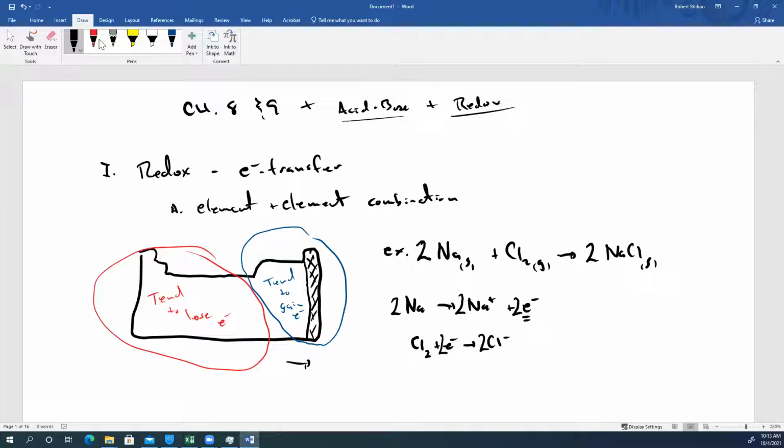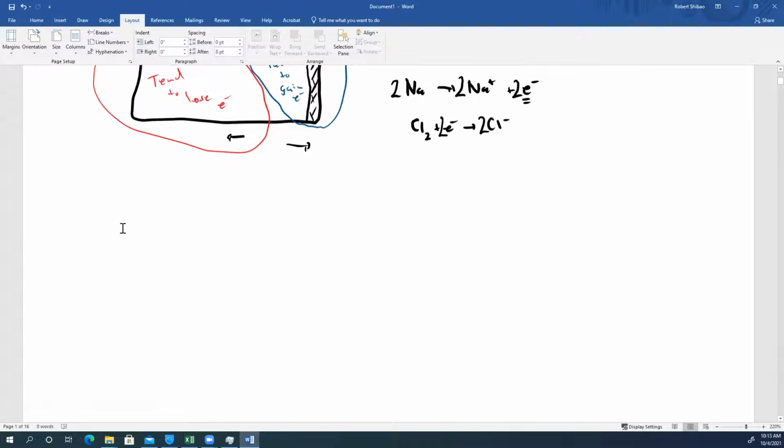And so this would be an example of an element plus element combination. One element loses, the other element gains in this type. And so what element loses, the one's farther to the left. What element gains, the one's farther to the right. Now, both of them might be kind of close to one another.